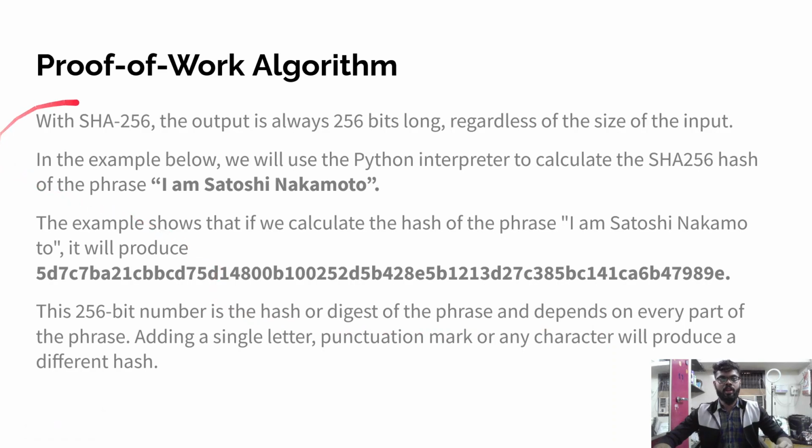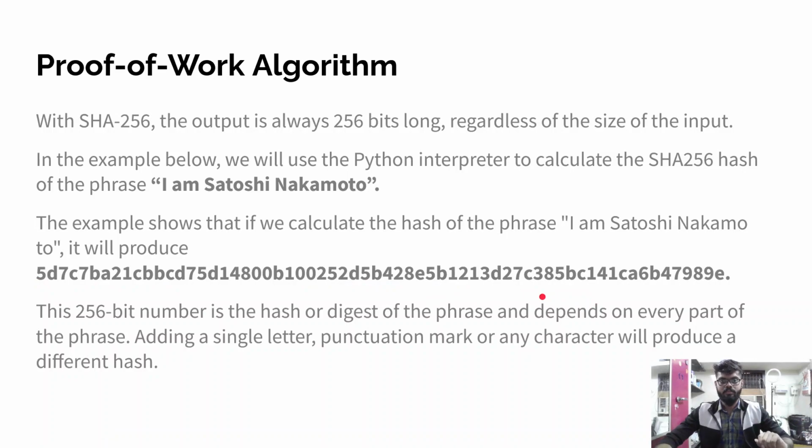Now, the proof of work algorithm. Let's see how the proof of work algorithm works with an example. In this example, this is a phrase, a string: "I am Satoshi Nakamoto." If you give this particular phrase to a SHA-256 algorithm, you will get this hash, which is in hexadecimal and is 256 bits.